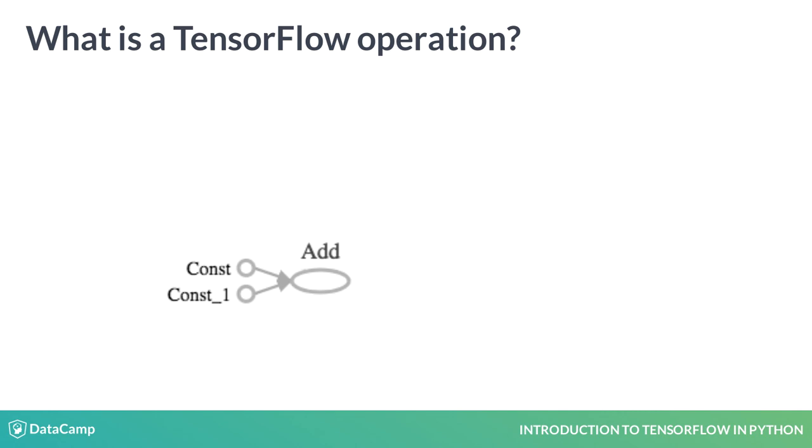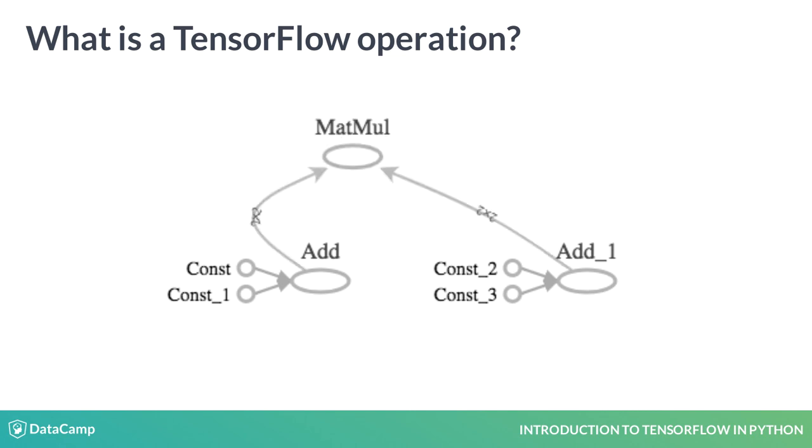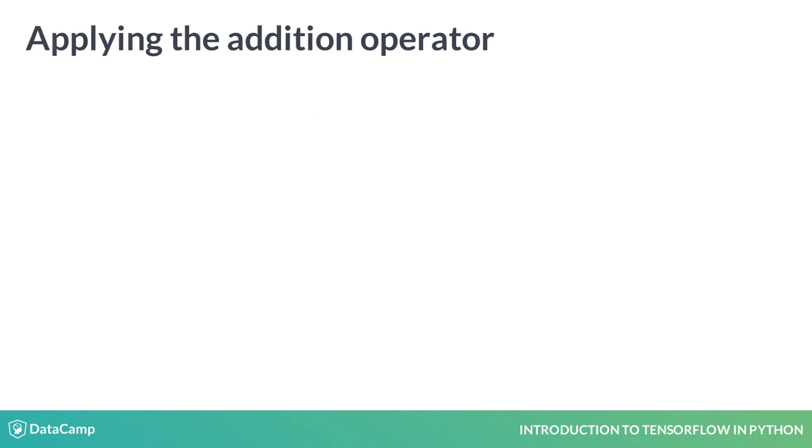Two tensors are summed using the add operation. Another two tensors are then summed using the add operation. Finally, the resulting matrices are multiplied together with the matmul operation. Let's start with the addition operation.